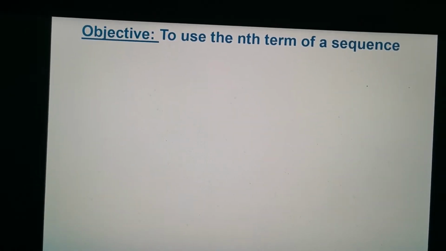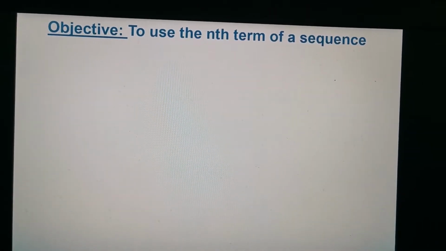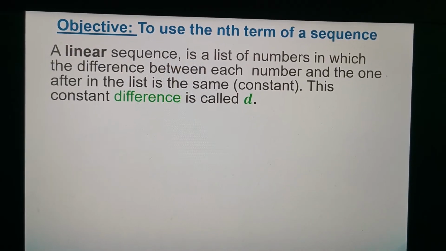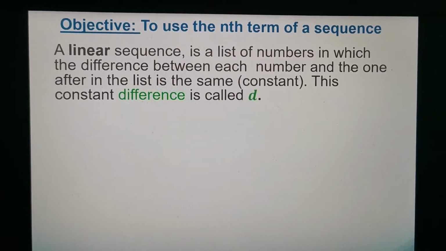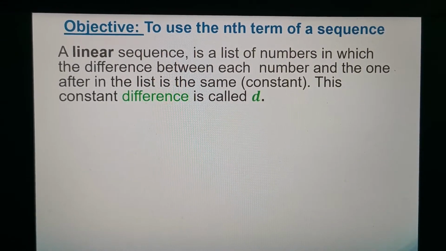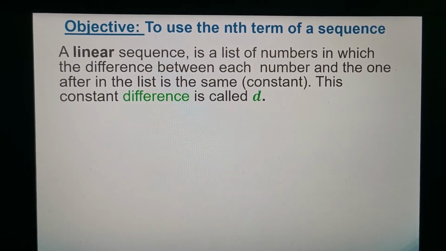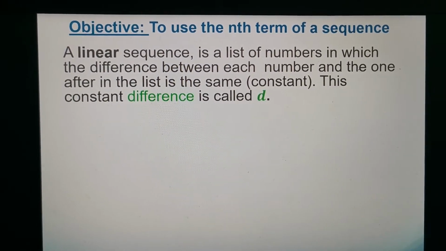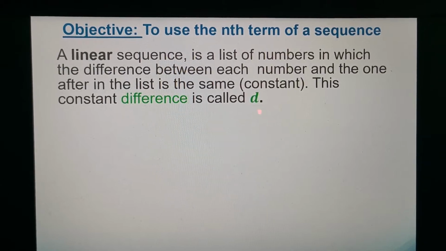Good morning. The objective of today's lesson is to use the nth term of a sequence. A linear sequence is a list of numbers in which the difference between each number and the one after in the list is the same, so it's a constant difference. The constant difference is usually represented by the letter D.